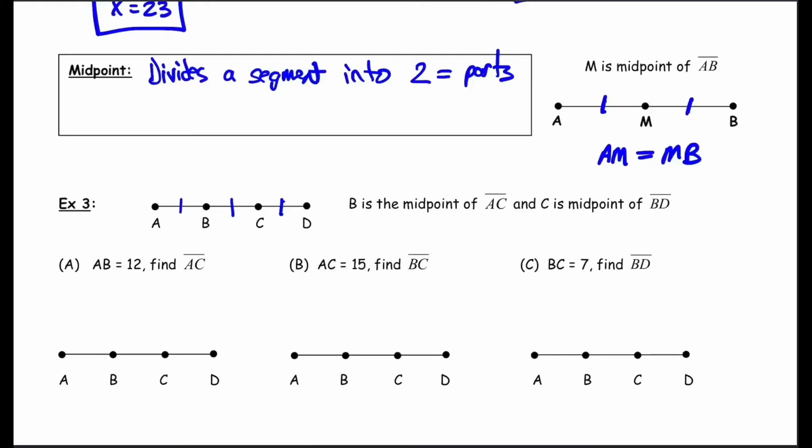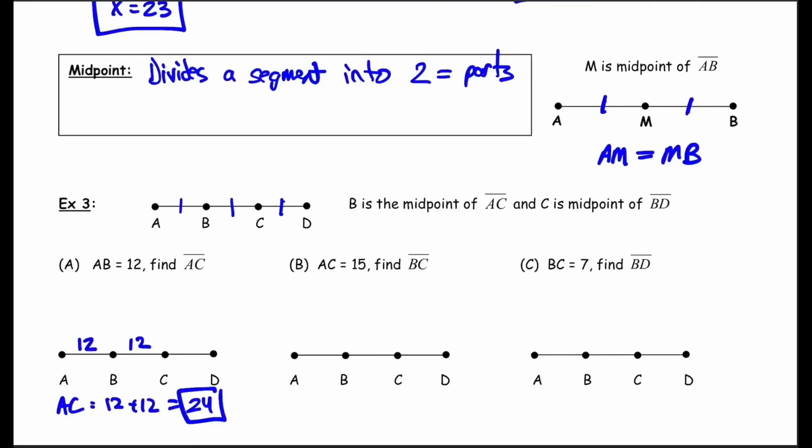Example A, AB is 12. So this piece here is 12. The question wants us to find AC. Well, AC is this piece. Note from above, all 3 of those are equal. So guess what? If AB is 12, BC is 12, and to find AC, I'm just going to take 12 plus 12, or 12 times 2, and that's going to be 24.